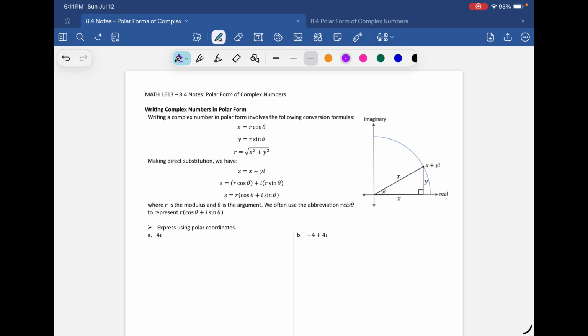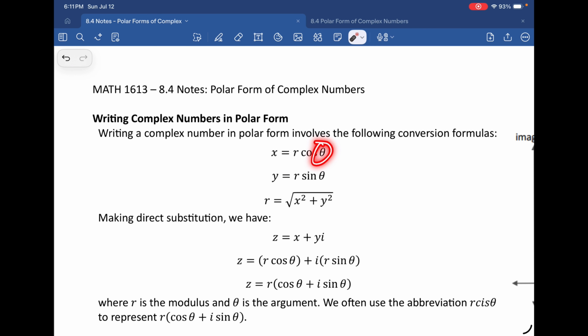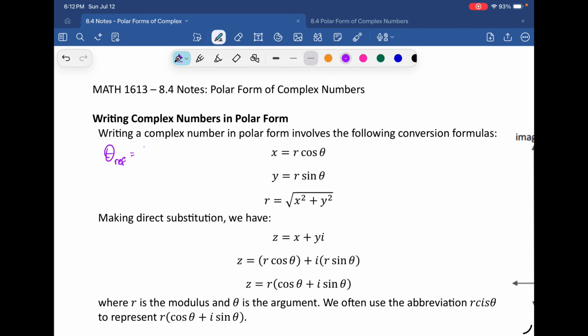All right, here are the conversion methods for writing complex numbers in polar form and vice versa. x is r, the radius, so that's the magnitude, cosine theta. y is r sine theta, where r is the square root of x squared plus y squared. So we can get this angle. It's a reference angle. I'm doing inverse tangent, absolute value, y over x. Reference angle. It all depends on where your complex number is, what quadrant it is, which we'll deal with.